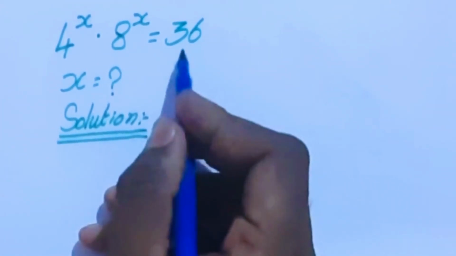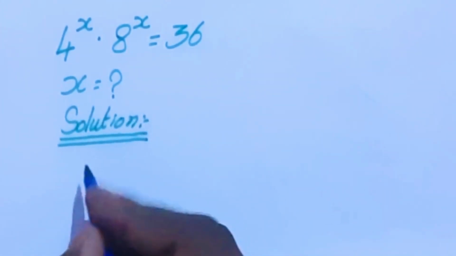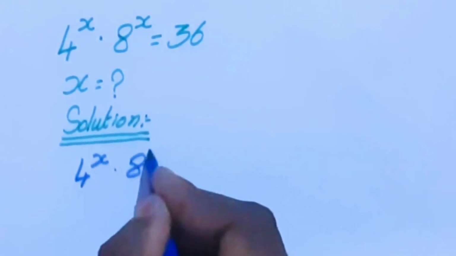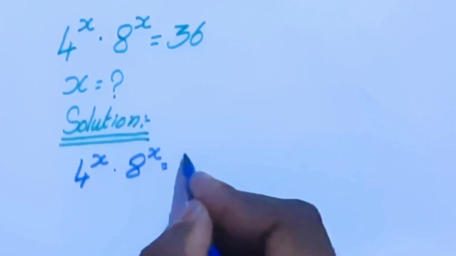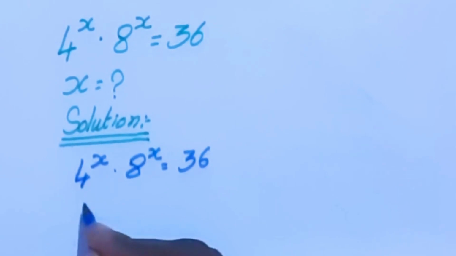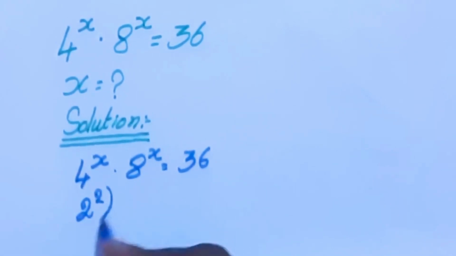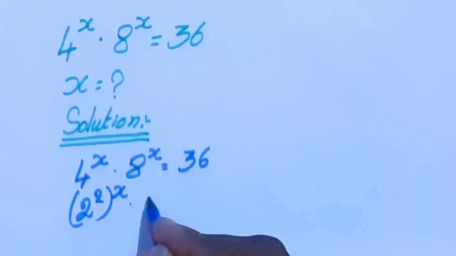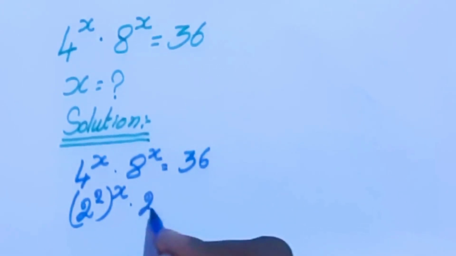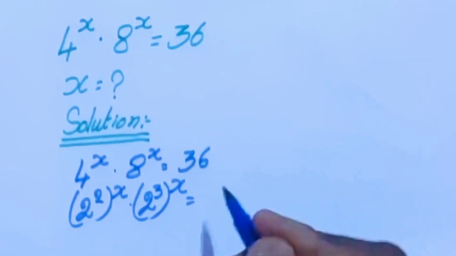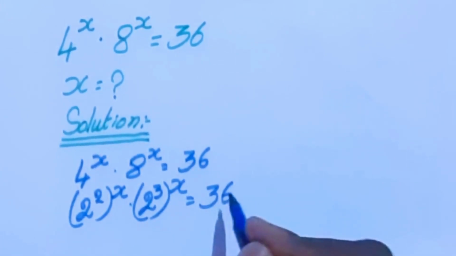Today we are going to solve this problem to find the x value. Solution: 4 power x times 8 power x equal to 36. Now this 4 can be written as (2 power 2) whole power x times this 8 can be written as (2 power 3) whole power x equal to 36.